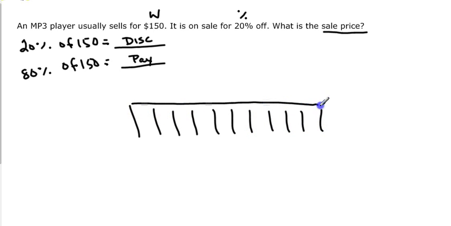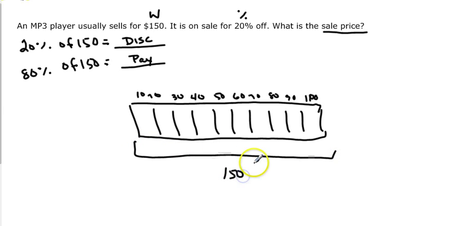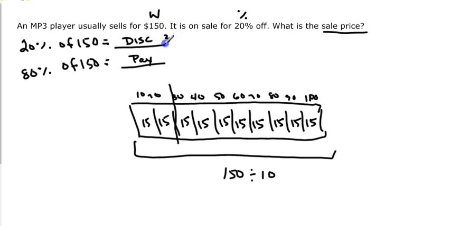Okay, making my tape diagram here. These are all my percentages on the top. And I know my whole MP3 player is worth $150. So if this whole thing is worth $150, I want to find 10%, I divide by 10. So each piece is worth 15. And my first one says if I find 20%, that means I'm finding the discount. So if I look here, 20% of it is $30. So that would be my discount, $30.